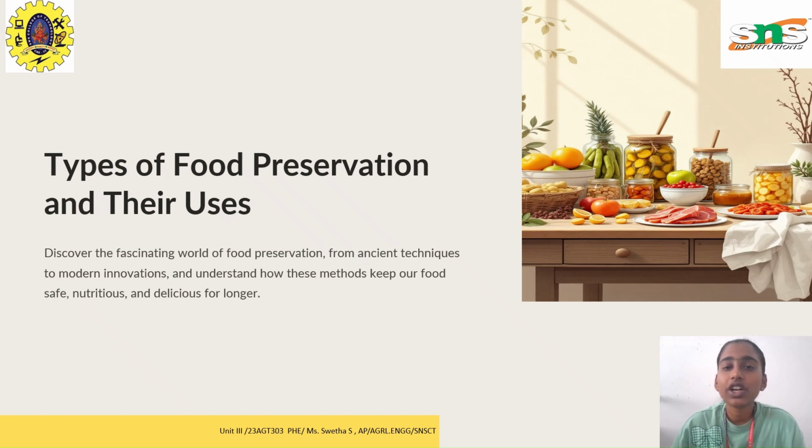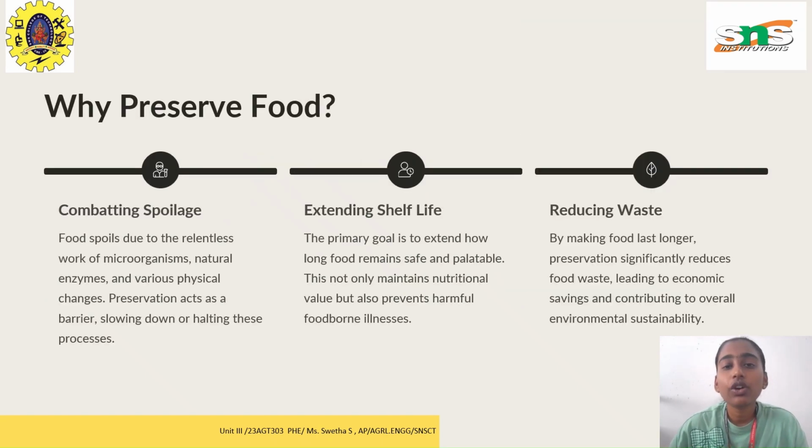Today we are going to talk about the most emerging and trending topic. It is an everlasting topic also, none other than food preservation and its uses in food. In this PPT we are going to explore the types of preservation and how it is used on a daily basis. Why do we have to preserve food?